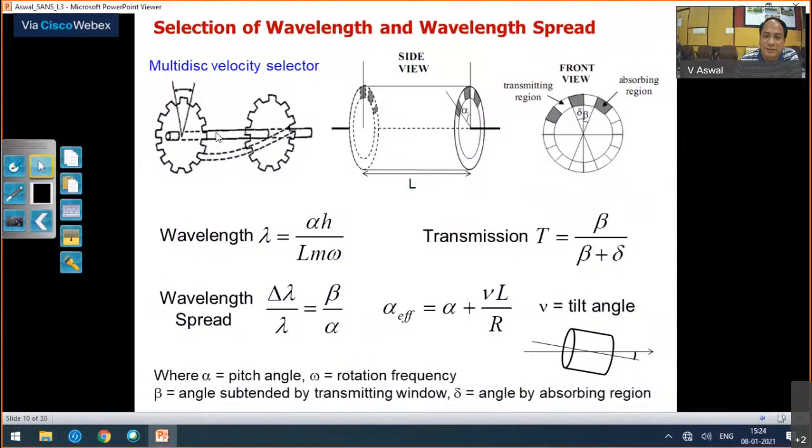Then there are different ways you can make these helical slots, and one of the ways is called multi-disc. You create multiple discs synchronized with the passage of neutrons at different places, forming helical slots. Then in each disc you will have this kind of distribution: the passages through which the neutrons can pass, the transmission region, and also a region where the neutrons are absorbed, and they are synchronized to give you helical slots.